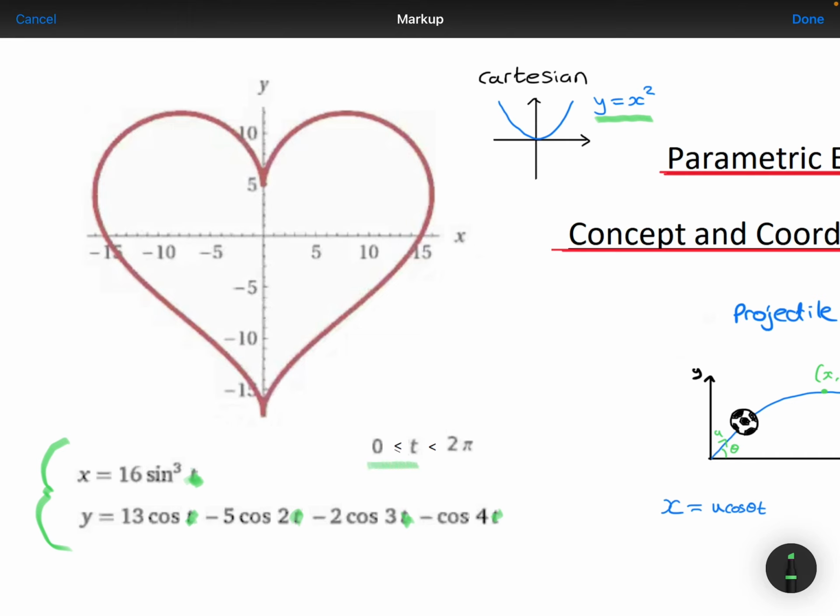You can see here we have a set of values of t that we substitute into the x and the y. We call that the domain. We'll talk more about domain when we do the functions unit.